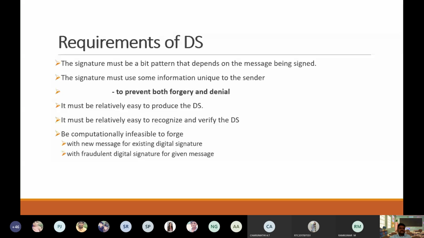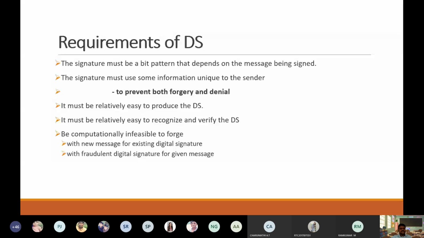The signature must be some information unique to the sender. It is unique to each and every sender, or each and every user, so it will not be repeated for any other person. Your signature is only for you, so there are no repetitions. It will be unique to you only. Clear?